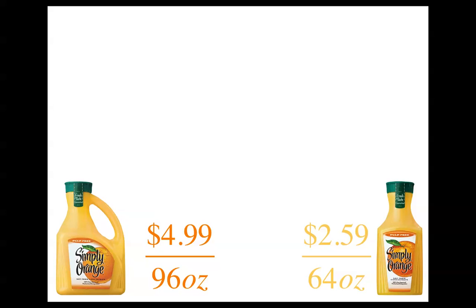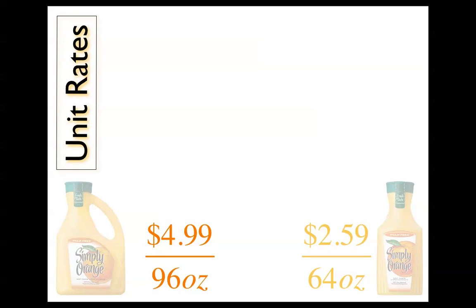Because I like to drink a lot of orange juice, but I wanted to make sure I was getting the best deal I possibly could. Should I buy the 96 ouncer or should I buy the 64 ouncer? Or should I buy a couple of 64 ouncers? Or what should I do if I wanted to make sure I'm getting the best deal on my orange juice?